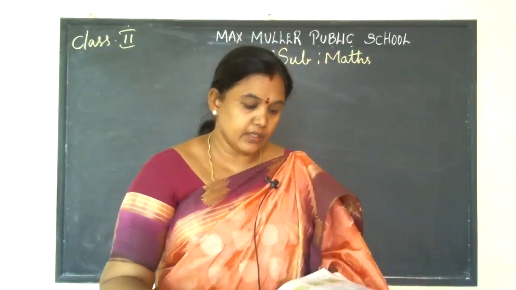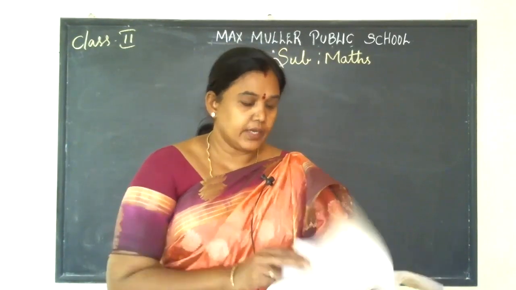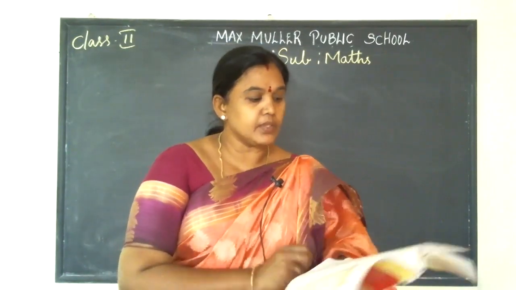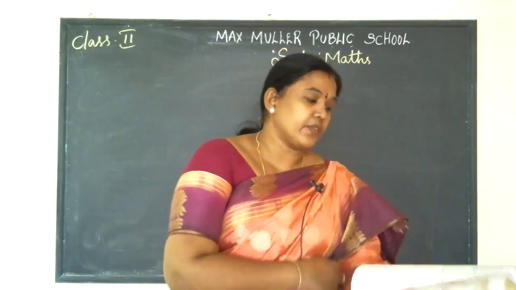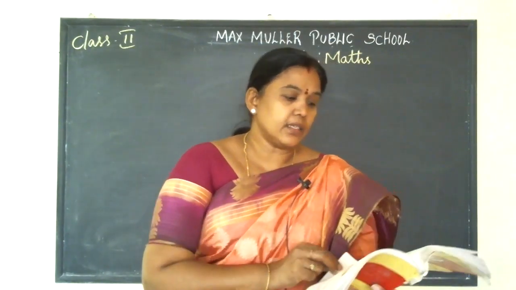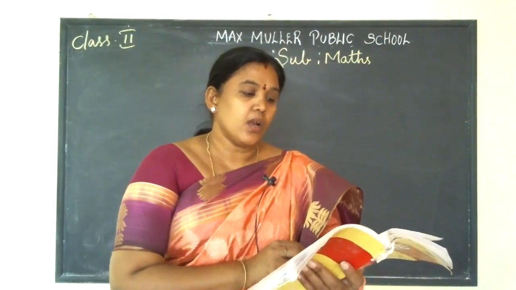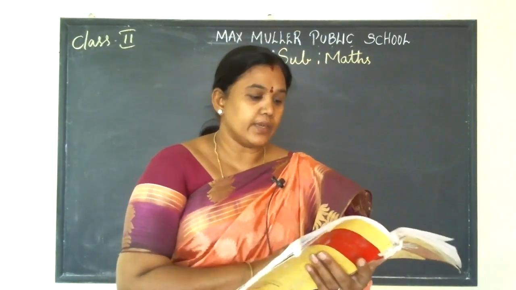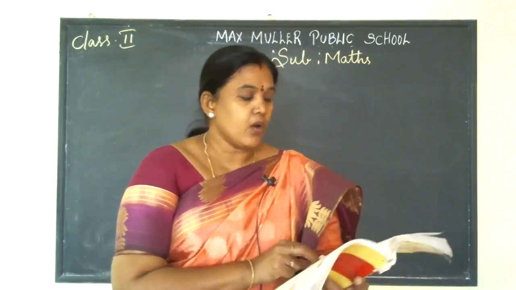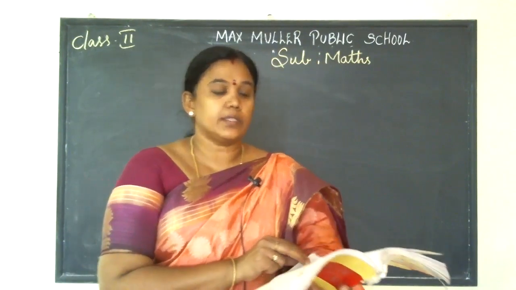Open your textbook, page number 154. Everyday maths, children. We did four statement sums. Now we are going to start the fifth one. There are 858 students in a school, out of which 723 are going on a school trip. How many students are not going on the trip?